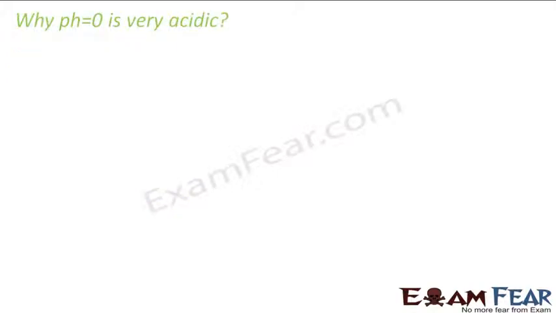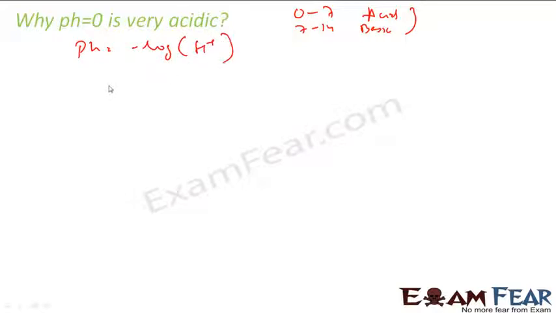So as I told, pH equal to 0 is very acidic. Why is it so? Why is 0 to 7 acidic and 7 to 14 basic? Why is it not the other way around? See, as I told, pH is nothing but minus log of H plus ion concentration. Correct? So now if pH is equal to 0, what does it mean? If pH is equal to 0, that means H plus ion concentration is 10 to the power minus 0, that is 1. That means H plus ion has a huge concentration.